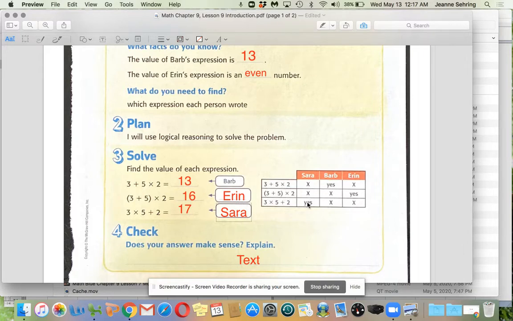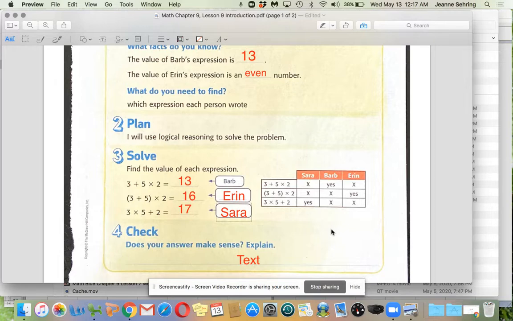So this says that Sarah, yes, wrote this expression, and no, didn't write this one, no, didn't write that one. Barb wrote this expression, yes, but this one and this one are a no for Barb. She didn't write these. Aaron wrote this expression, but didn't write the first one or the third one. So each person has 1 yes in their column, and the other 2 are no's. The X's stand for no's.